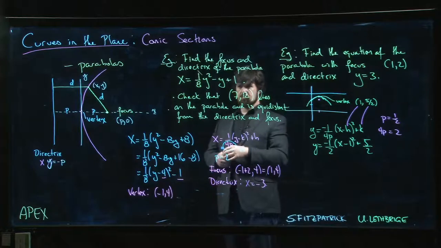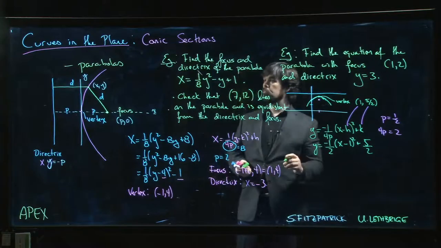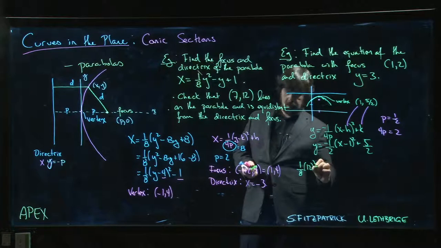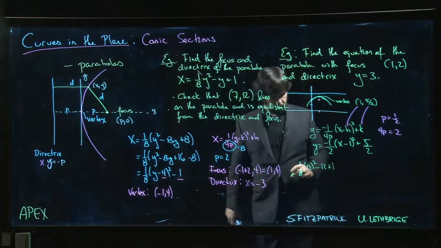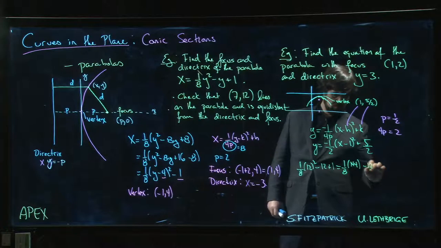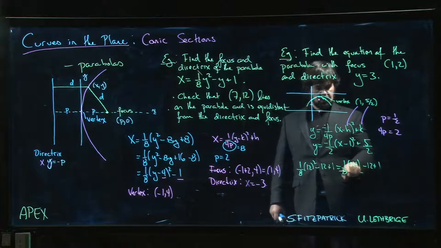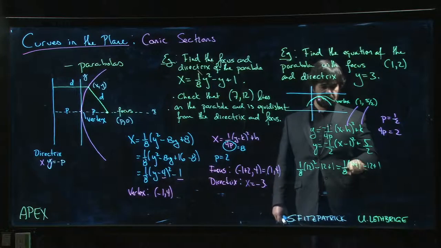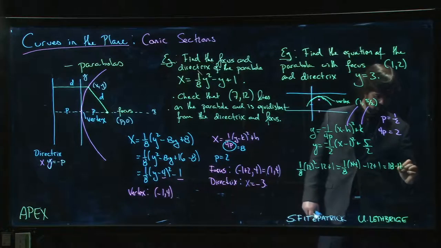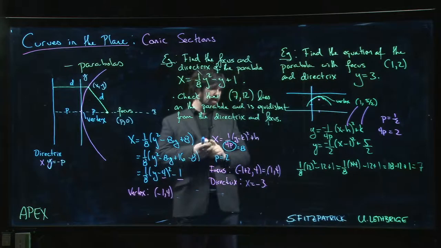Does that actually work? Let's find out. 7, 12, is it on the parabola? 1 over 8 times 12 minus 4 squared minus 1. Okay, so that's 1 over 8 times 144 minus 12 plus 1. 144 divided by 8, we halve it 3 times. Half it once, we get 72, 36, 18. 18 minus 12 is easier than doing long division, plus 1. 7. Yeah. So that is indeed a point on the parabola.